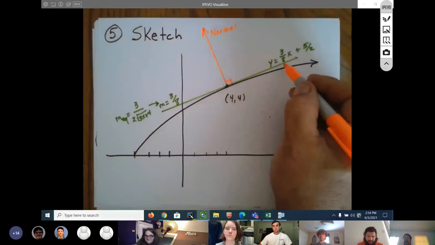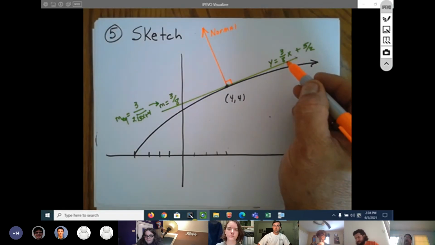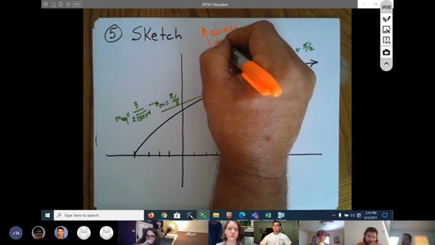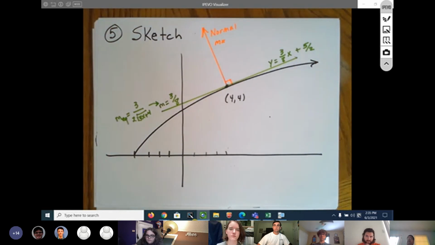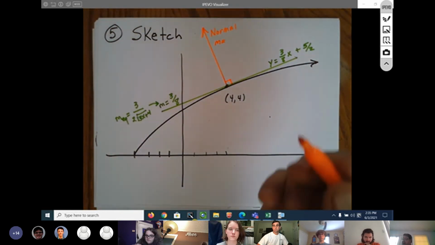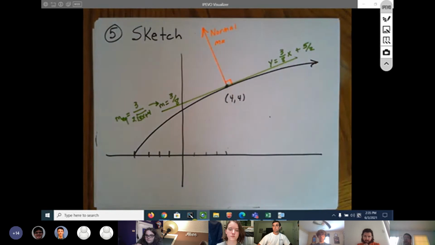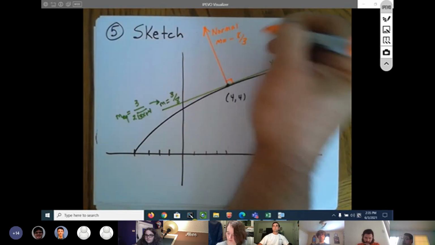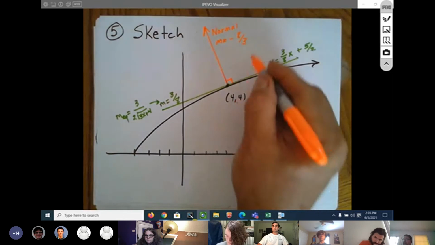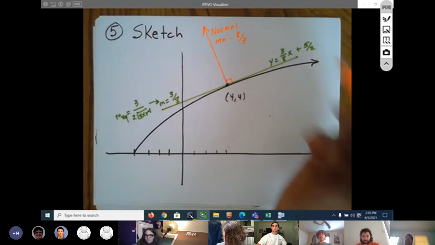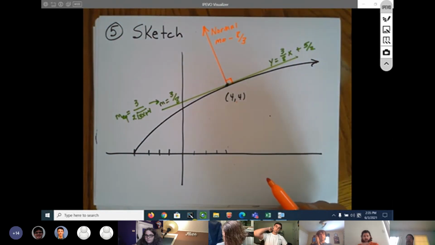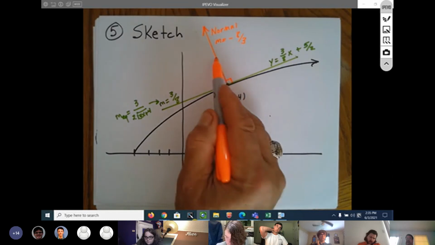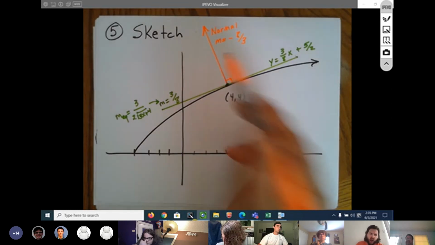So m is equal to 3/8 here. What's m got to equal on this one? Come on, review algebra. 8/3. Not positive 8/3, but negative 8/3. You've got a point and a what? Slope. Now I want you to give me the equation for the normal line. Do that.